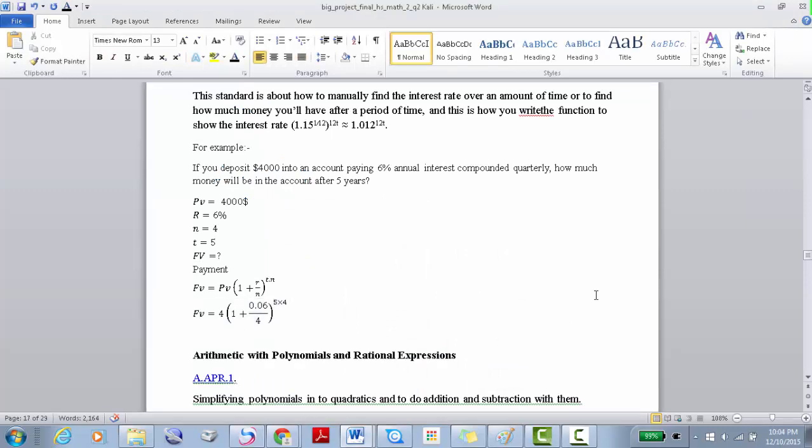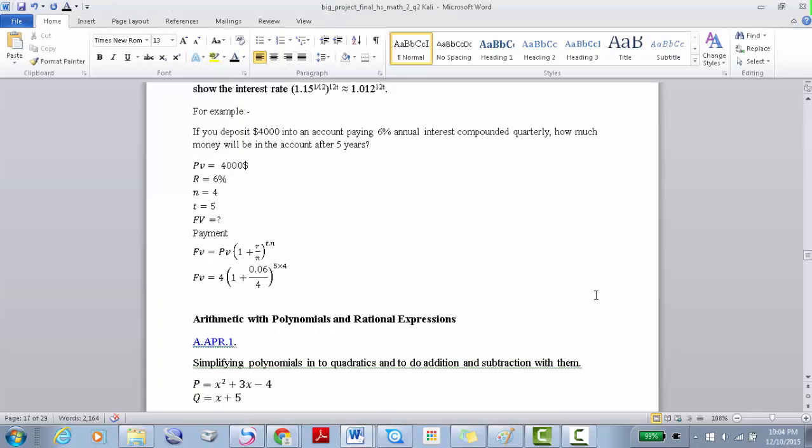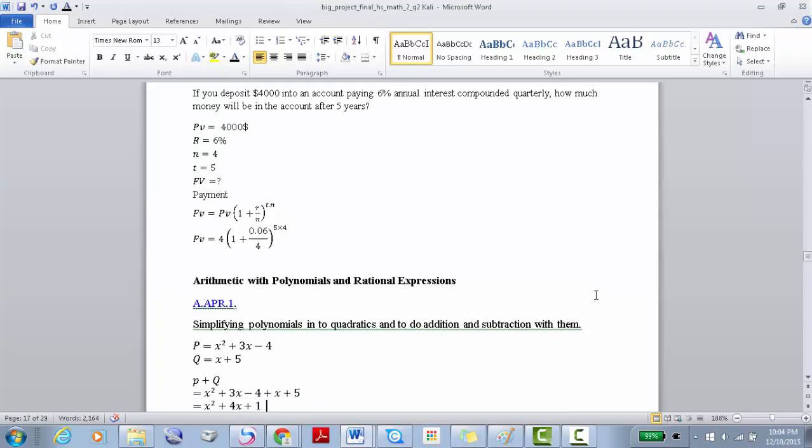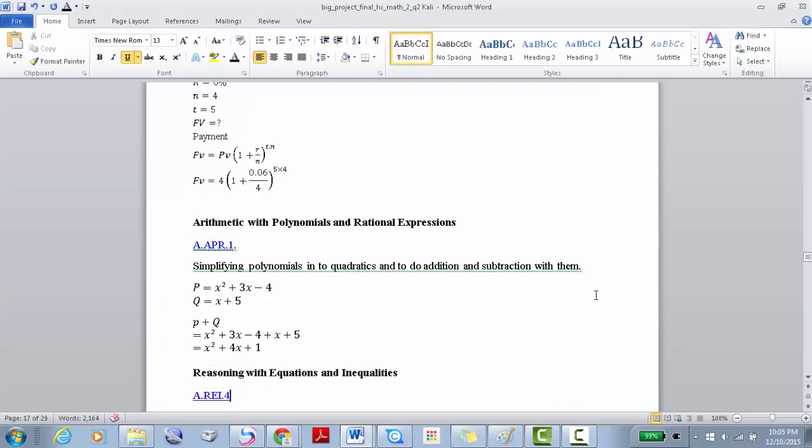So the next few standards are about arithmetic with polynomials and rational expressions. The next standard is APR1. It's simplifying polynomials into quadratics to do addition and subtraction with them. So basically, the question will tell you what each letter is. In my question, P equals x squared plus 3x minus 4, and Q equals x plus 5. So what I'm going to do is add those two values, and when I add them, I have to add what they stand for. So I add x to the power of 2 plus 3x minus 4 plus x plus 5. My result will be x squared plus 4x plus 1.